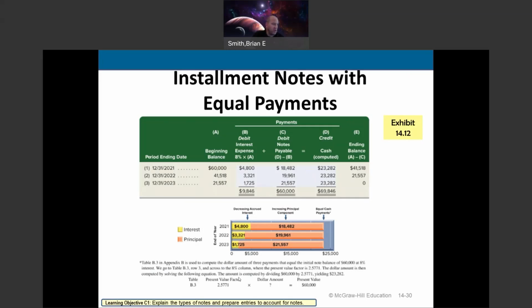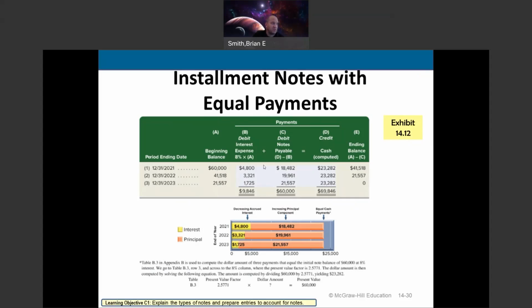Well, it's actually using the present value interest factor. I see that it's down here. We look up, this is a 3-year note with 8%. So you're going to go to the present value interest factor table of an annuity and look up the 8% across the top and find 3 periods down, and it's going to give you this factor, 2.5771. And you're going to take the 60,000 divided by that factor. And that's going to be your payment.